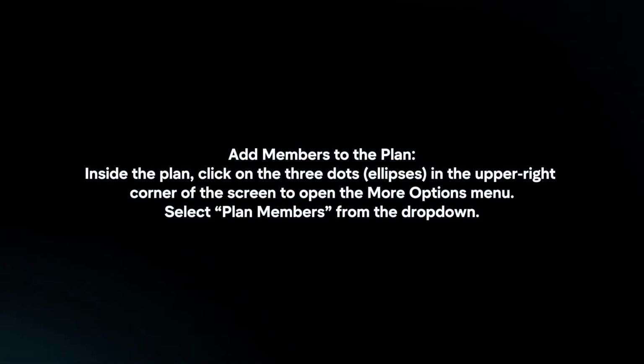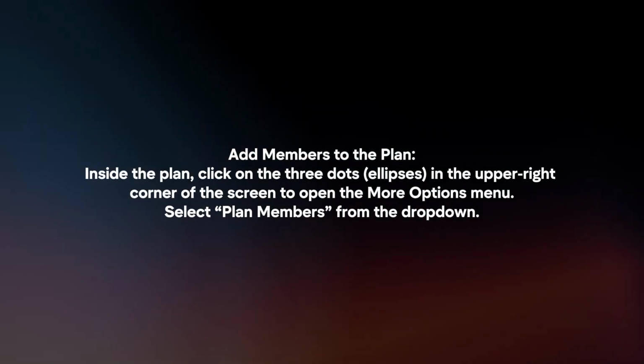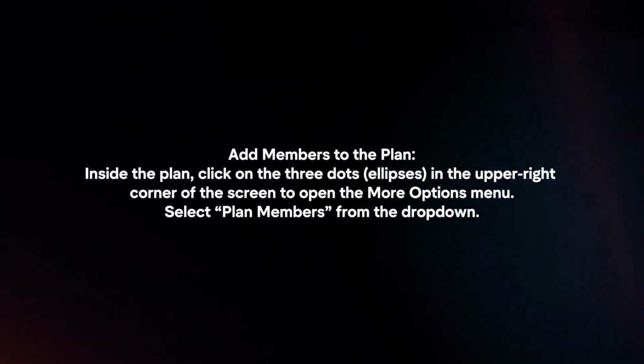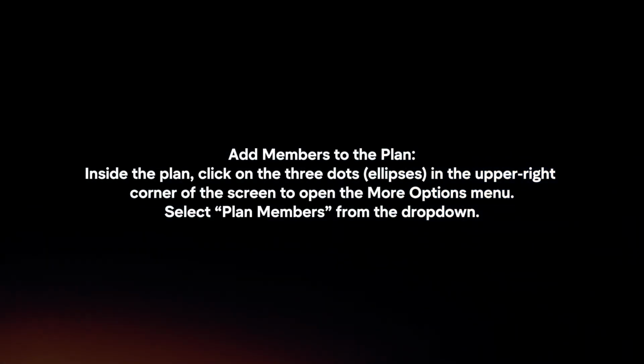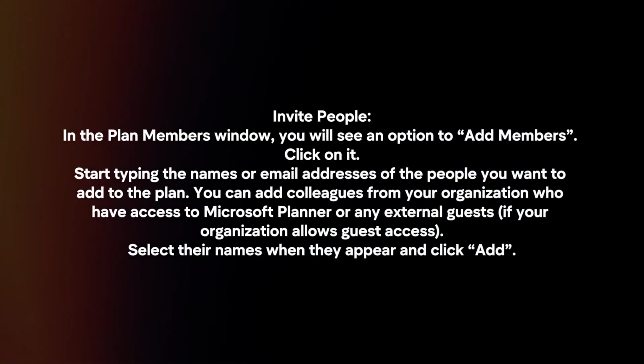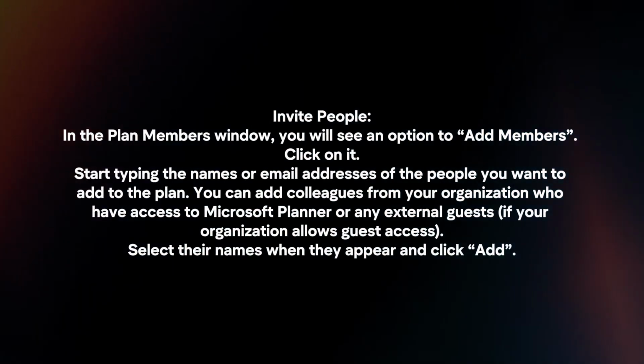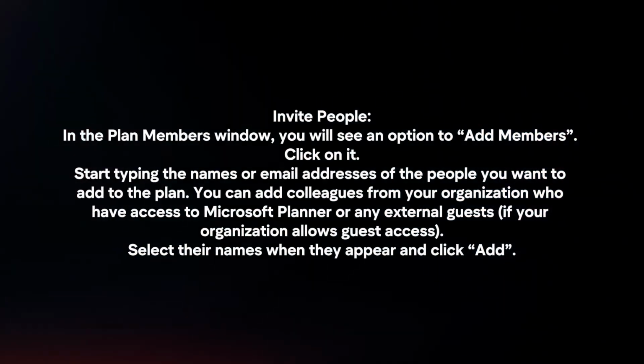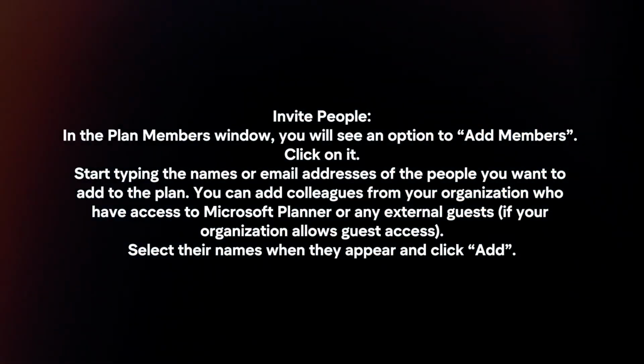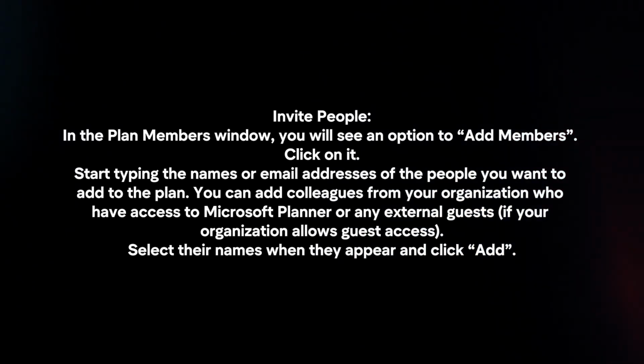Inside the plan, click on the three dots in the upper right corner of the screen to open the More Options menu. Select Plan Members from the drop-down. Invite people. In the Plan Members window, you will see an option to add members. Click on it.